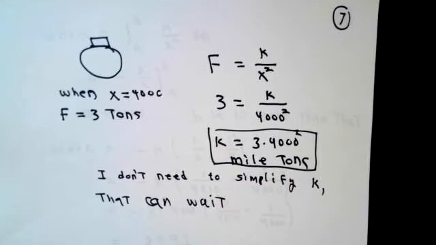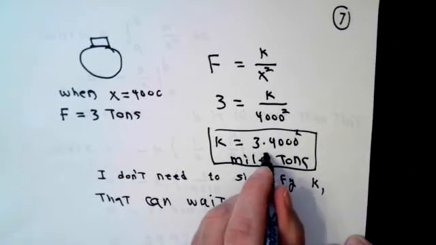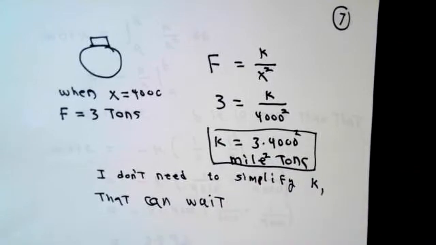The units are kind of bizarre though. The 3 is in tons and the 4,000 is in miles. So really, I should say this is in miles squared tons.